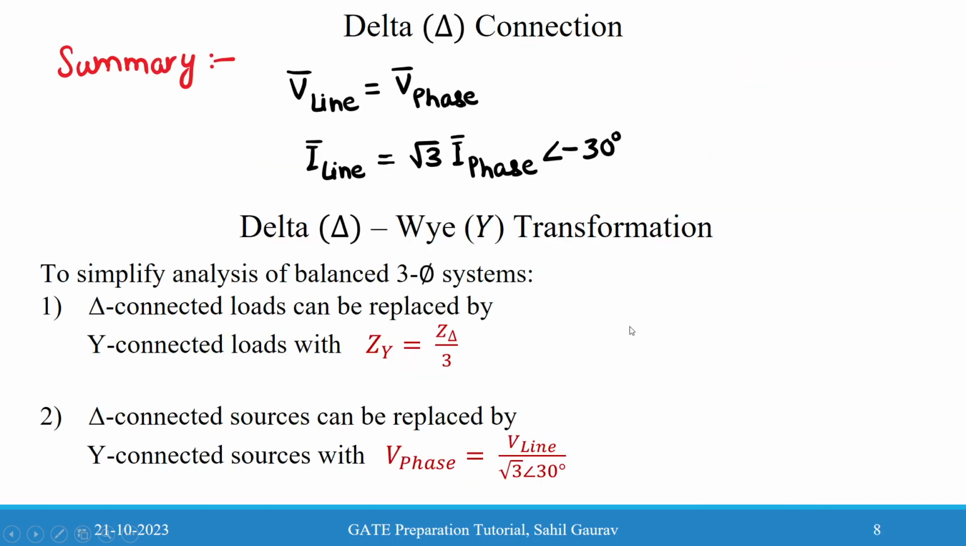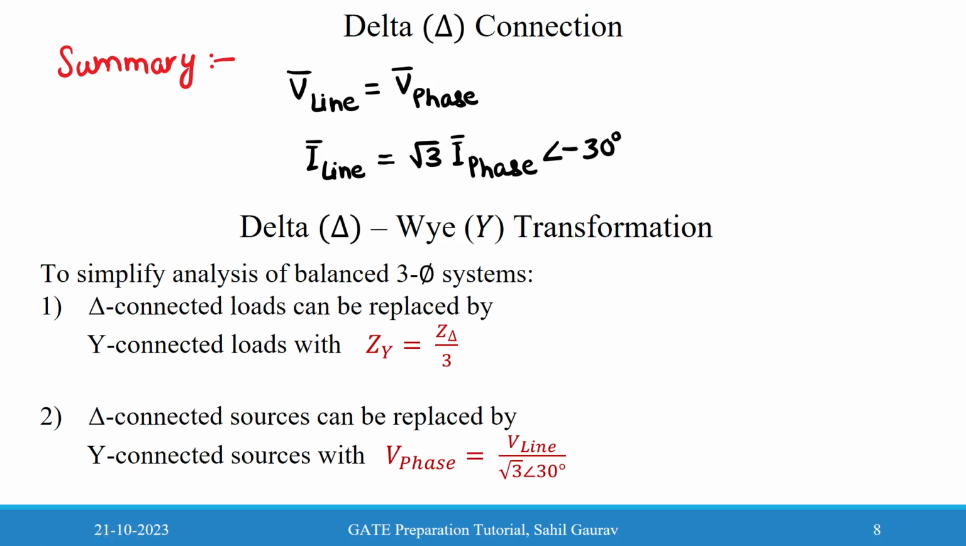So if you want to write the summary for delta connection, we can write that line voltage equals phase voltage, and the line current is root 3 times the phase current, and it is lagging by 30 degrees. Now if we are given a balanced three phase system, and you want to make the analysis simpler, then you have to approach it like this.